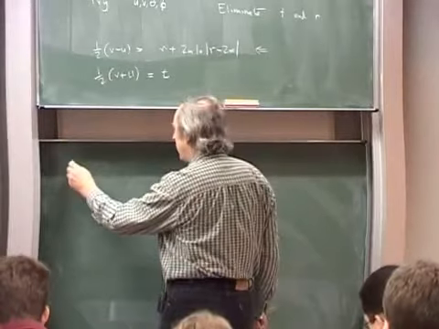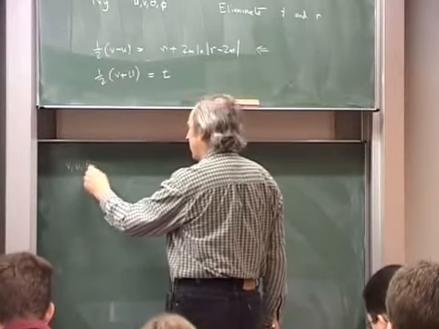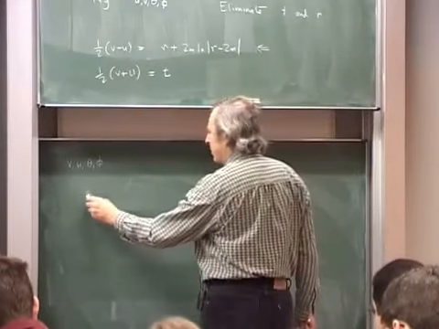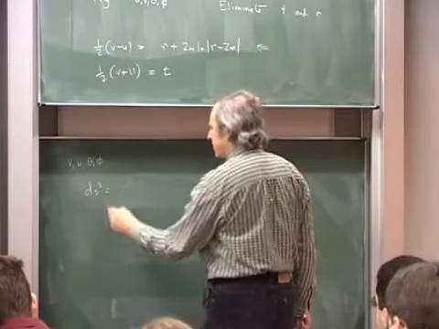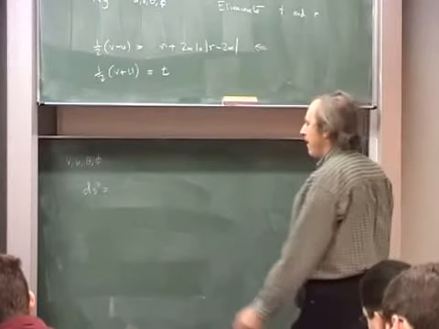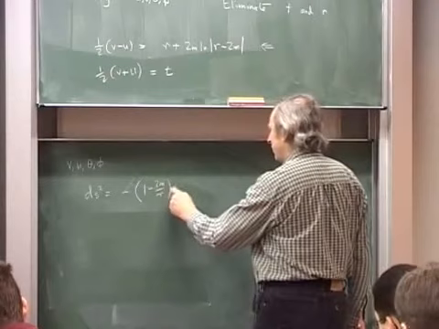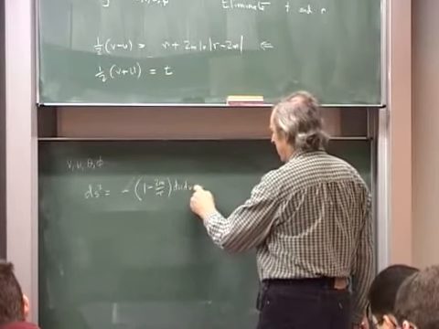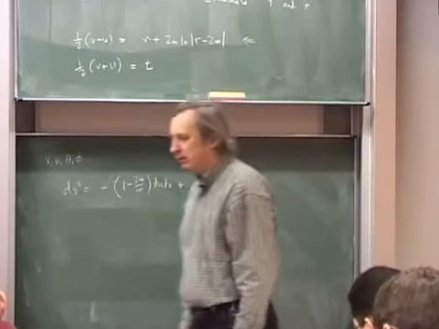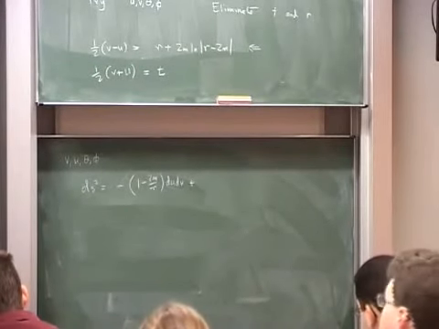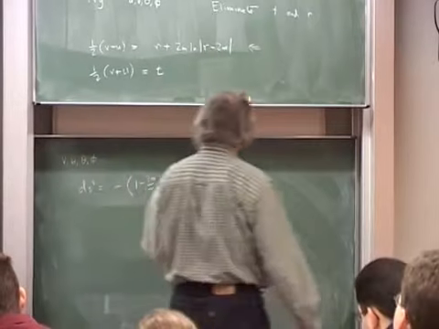So, in v, u, theta, phi coordinates, you can calculate the line element and you will get ds squared is equal to minus (1 minus 2m over r) du dv plus, make absolutely certain that I have not left something out. And that's it. Plus r squared d omega squared.